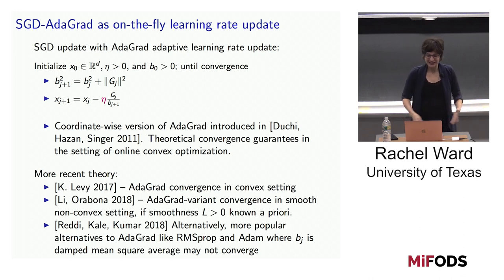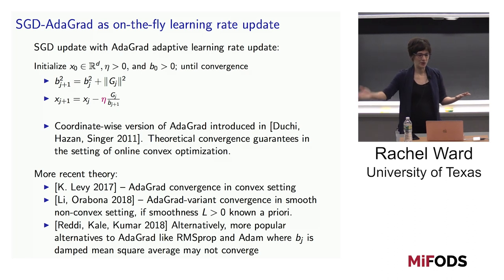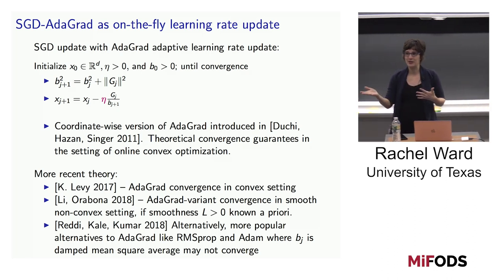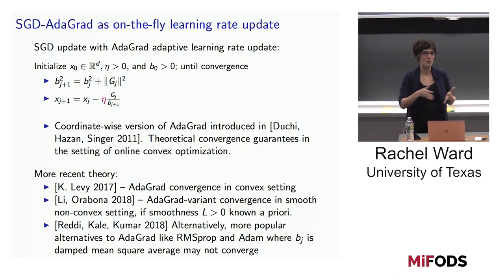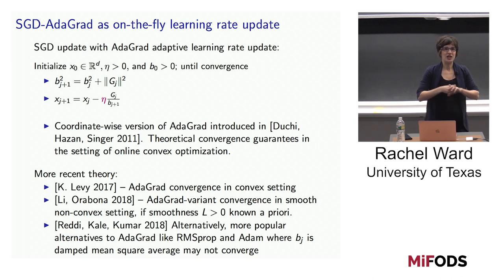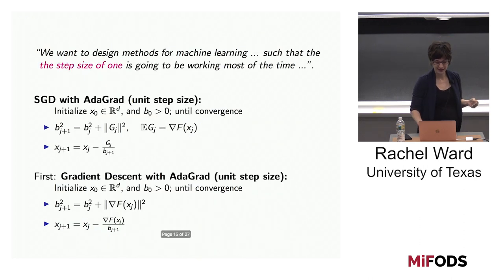Alternatively, I should mention there are more popular variations of AdaGrad in practice where we don't take the cumulative root mean square of past gradients when we divide by b_j, but we just take a root mean square of the past so many gradients. There's a finite memory. This is like RMSprop, and then Adam is a more sophisticated variant of that. You can understand why that might be better in practice, to only consider a running window of the past so many gradients, because you don't want to accumulate this learning rate too quickly. You don't want the step size to decay too quickly. However, those alternatives have been shown, in this same setting that we'll discuss for AdaGrad, to possibly not converge. There are bad examples. These alternatives might, on average, work better than AdaGrad, but in the worst case, not. So that's a note.